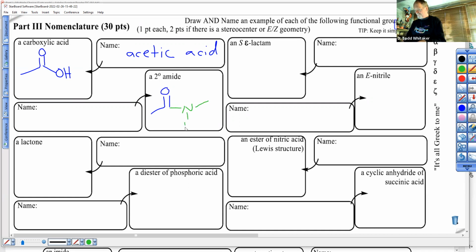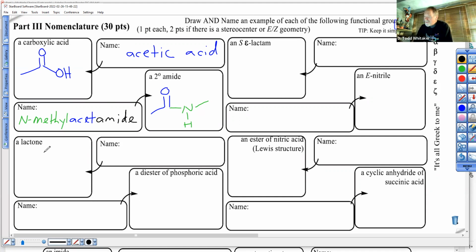Why not a methyl? And you have to say that it's N-methyl. And it's not acetic acid anymore. It's acetamide. That's how you name amides. You lose the ic acid, replace with amide. There, ic acid gone, amide in its place.